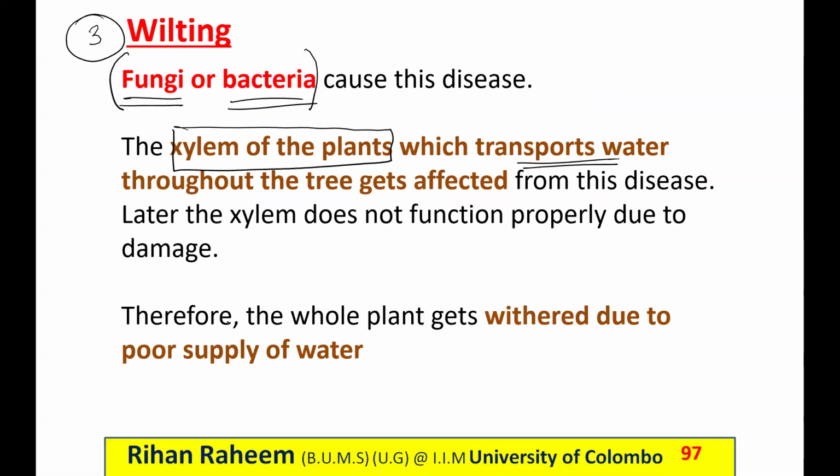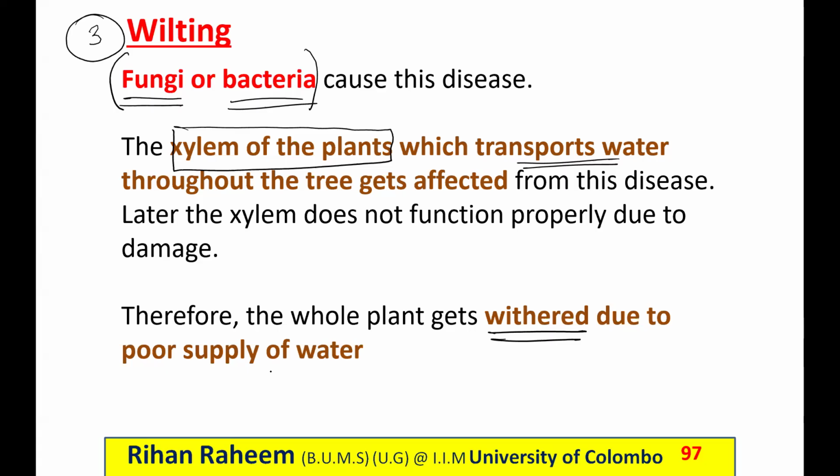Are you all clear? So what are they saying? Therefore, the whole plants get withered. Withered means wilted, like dead, due to the poor supply of water. In normal situations, when you put the water back, it will come back to normal, back to life. But in a wilting situation, there is a permanent block in the xylem.